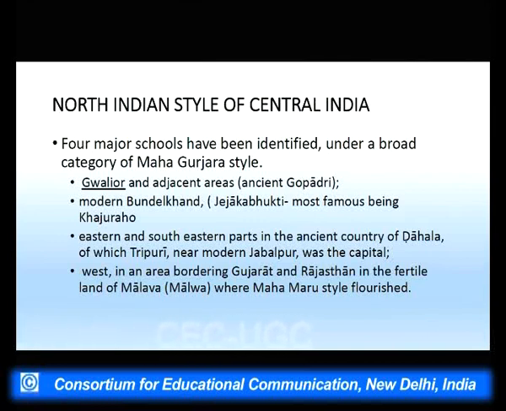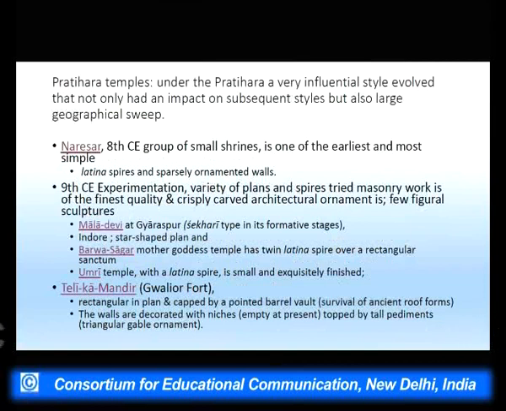where Khajuraho developed. Then you have the eastern and southern parts of the Hala country, of which Tripuri near Jabalpur was the capital. And in the west, on the areas bordering Gujarat and Rajasthan, you have the Malwa region where the Maru-Gurjara style flourished. So there are a number of sub-styles developing based on dynastic as well as regional affiliations. All right.